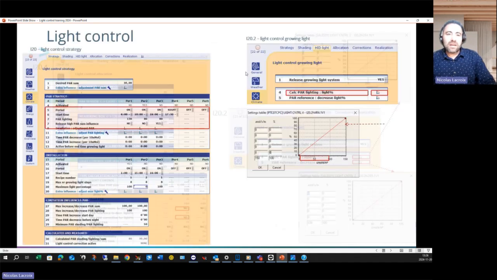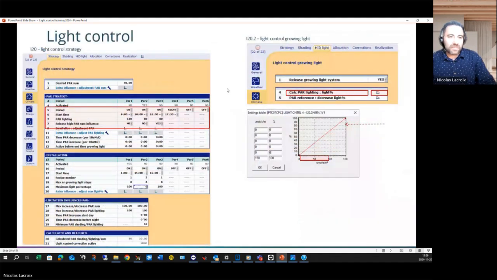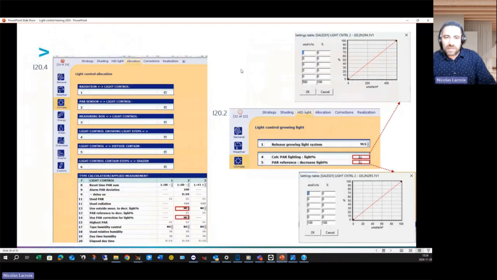Okay, so now let me see here. Okay, I have allocated both. Now you can see here that I still have the same table where I need to fill my maximum output of my fixture, line 4. It's the same, but here it's not radiation anymore. It's power reference to decrease light percentage.